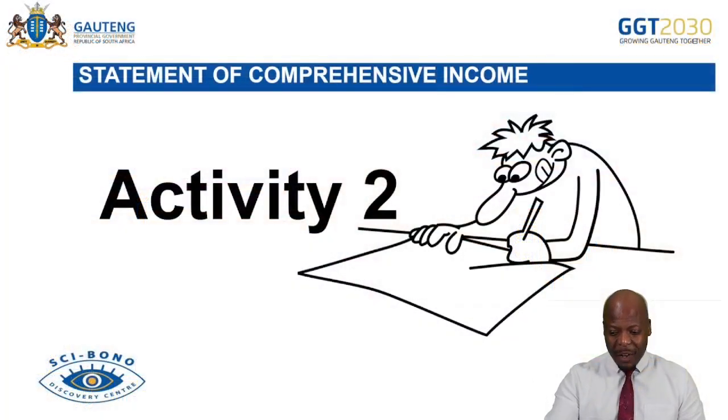Welcome back, dear learners. Before the break, we did activity number 1, in which we completed the statement of comprehensive income with some exciting adjustments. Now we're going to do activity number 2. In activity number 2, I also have some interesting adjustments. Let's look at those adjustments. We're going to do it exactly the same as we did with activity number 1, where you write and do the calculations together with me. Okay, let's go.